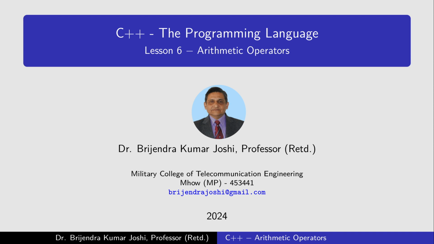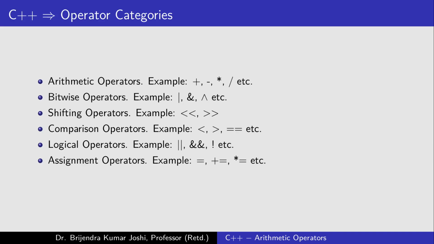In this video, we'll see how arithmetic operators in the C++ programming language can be used. First of all, there are about 6 categories of operators present in C++. The first one, in this video we'll explore these arithmetic operators. Examples: the normal plus operator, minus for subtraction, star for multiplication, and slash (/) for division.